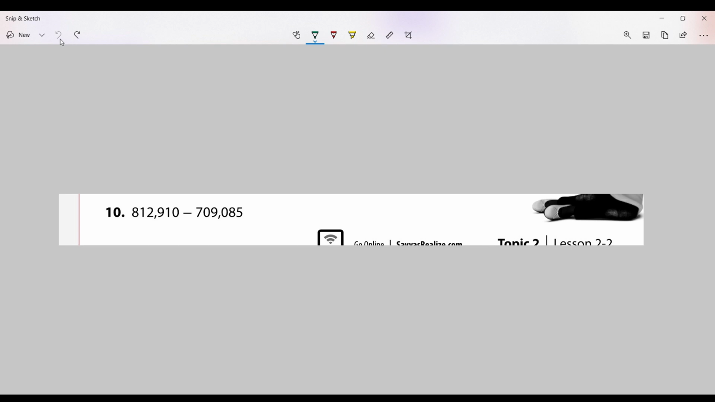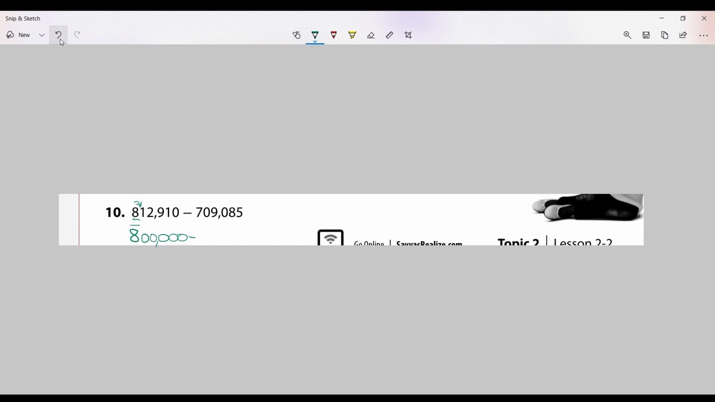Now in exercise 10, we have 812,910 minus 709,085. I'm going to round to the nearest 100,000. Here we have 1. So find your place. Look next door. I have 1. So I'm not going to change the number. It will stay 8. Numbers on the left stay the same. We don't have numbers on the left. Numbers on the right, 0 is your name. I'm just going to change the numbers on the right into 0, so we will have 800,000.